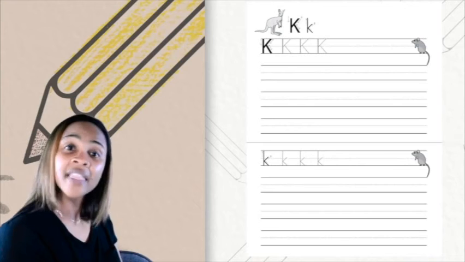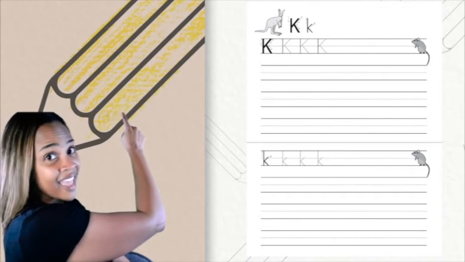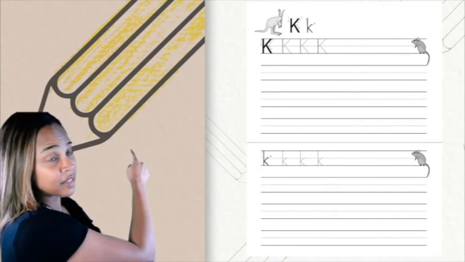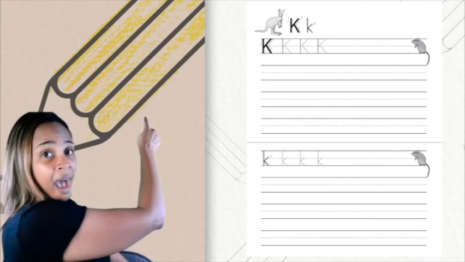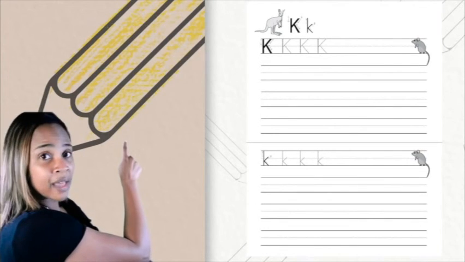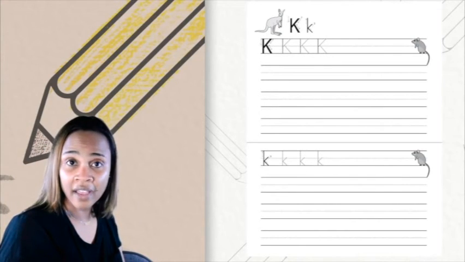Now let's try the uppercase y. Starting again at the headline, slanting it down and touching the belly line, pushing it back up and touching the headline, come back to the belly line and make a straight line down to the foot line.